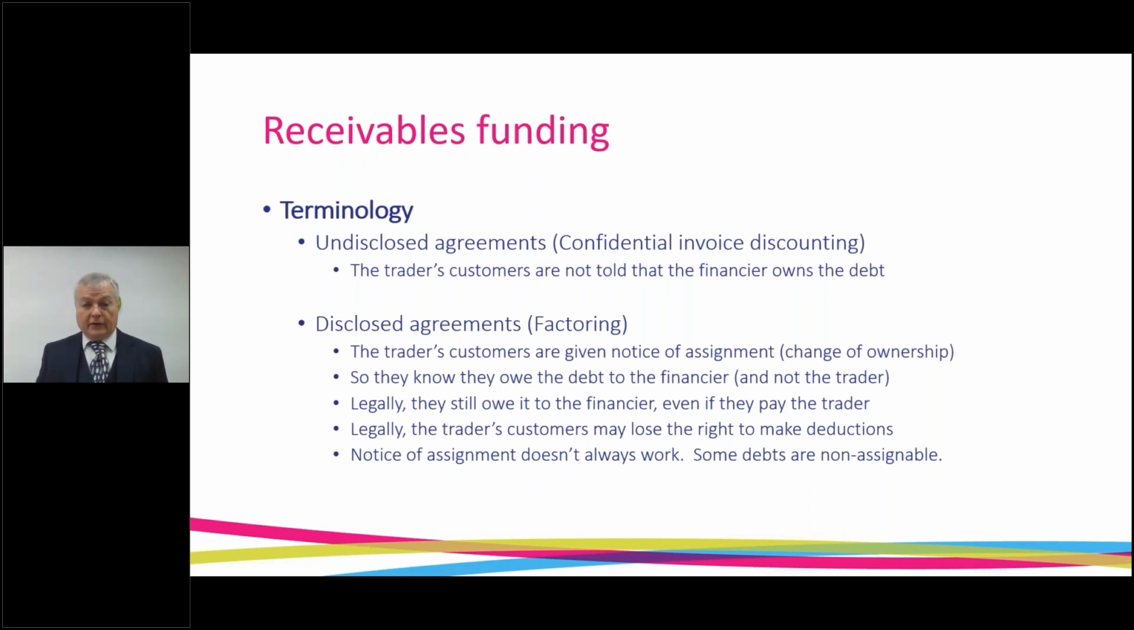For disclosed agreements, the trader's customers are given formal written notice of assignment. They are told in writing that the ownership of the debt has changed, and the invoice that they receive will usually say on it, that will be the notice of assignment, that the debt has been assigned to, and it will name the financier.